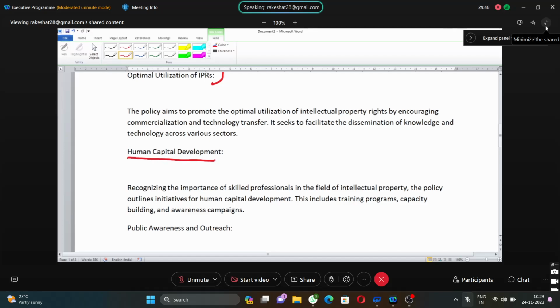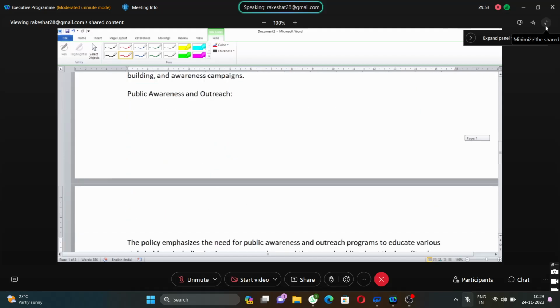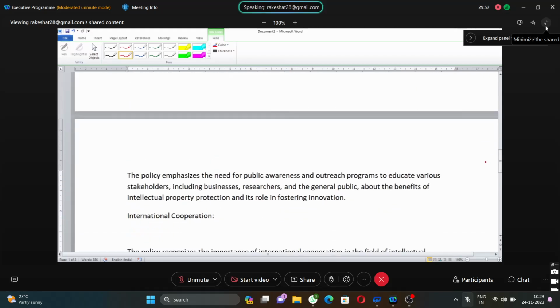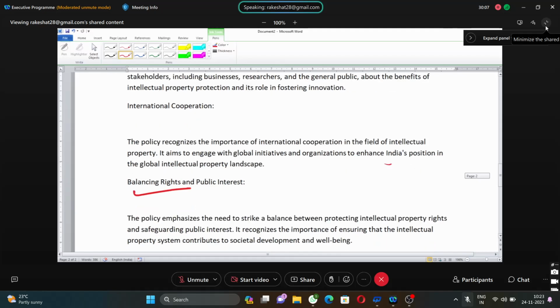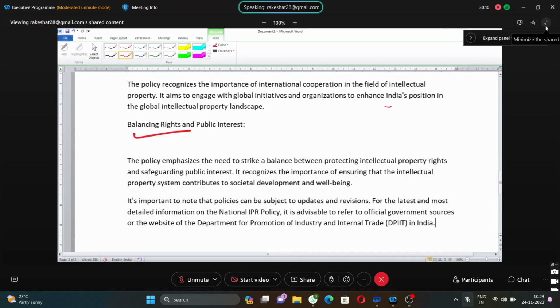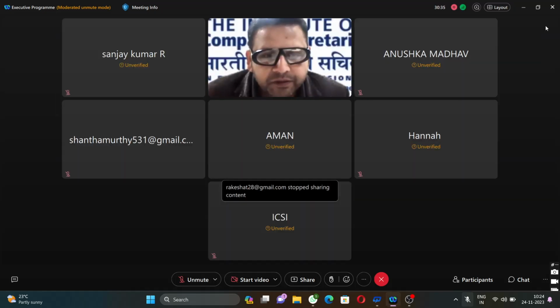Headings that it focuses on: human capital development. It also focuses on public awareness and outreach. The policy also emphasizes public awareness, international cooperation, and balancing the rights with the public interest. In this way, you can formulate your answer by just putting the main headings; you will not be required to elaborate on every point. For the latest, it is advisable to refer to the official website of the Department for Promotion of Industry and Internal Trade. So this is the question for the national IPR policy. Next question.